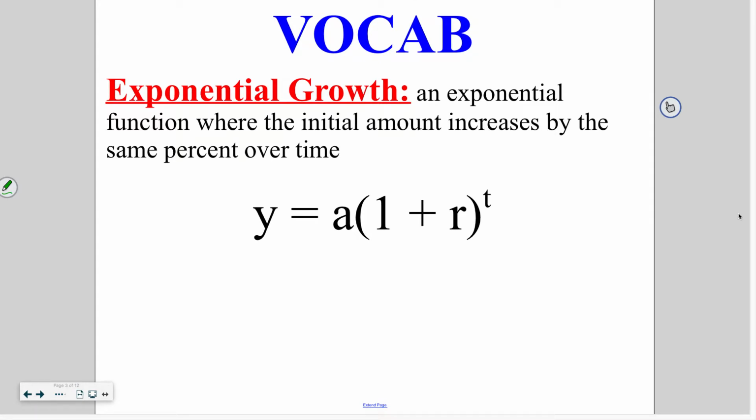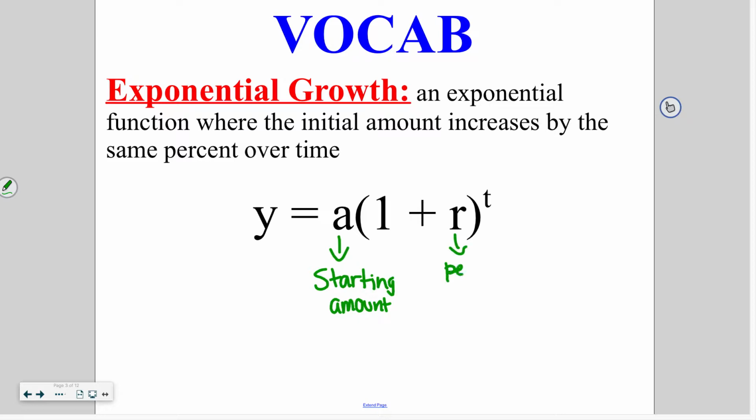This is an exponential function. Remember that graph that we looked at yesterday where we have that rapid increase, where the amount increases by the same percent over time. Our formula for this is y is equal to a parentheses 1 plus r to the exponent of t. Breaking this down, a is our starting amount. So this is our initial value, the starting amount that we have. 1 stands for 100%. That is always going to be staying the same.